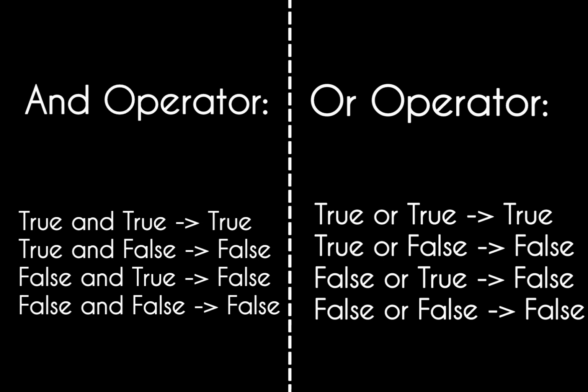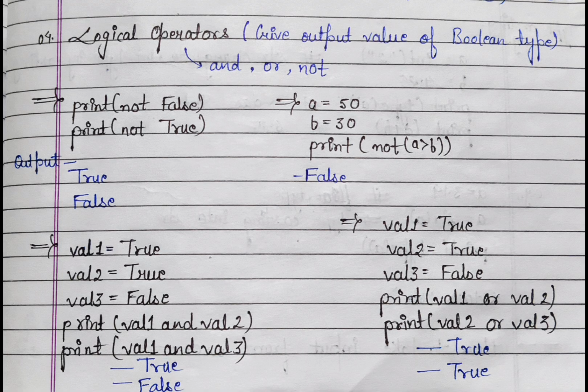And in OR, it is the opposite of AND. That is, even if only one value is true, then the output of the OR operator will be true. I hope that you understand. This will be easier for you to understand if you have learned the truth table before watching this video.